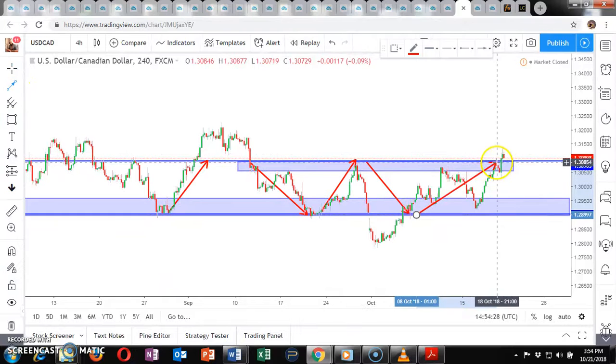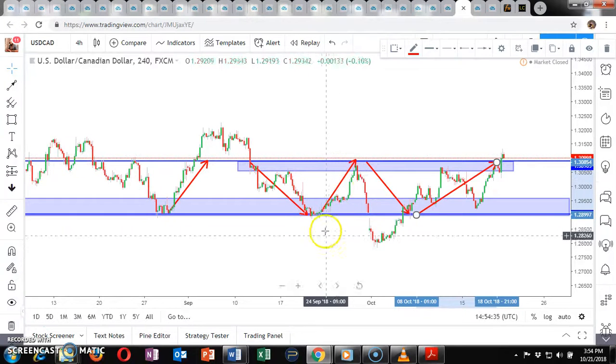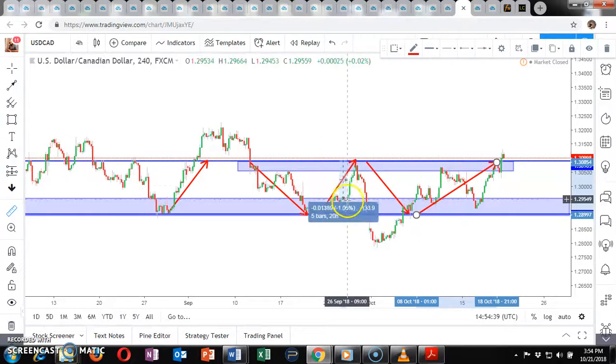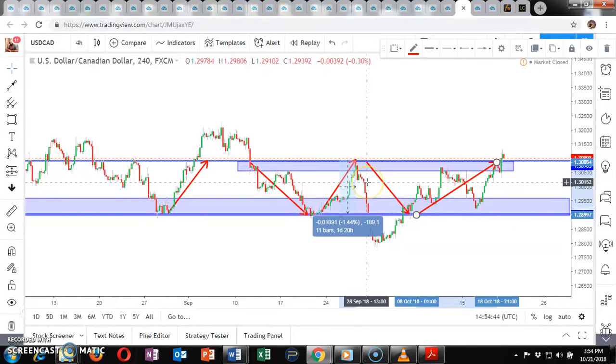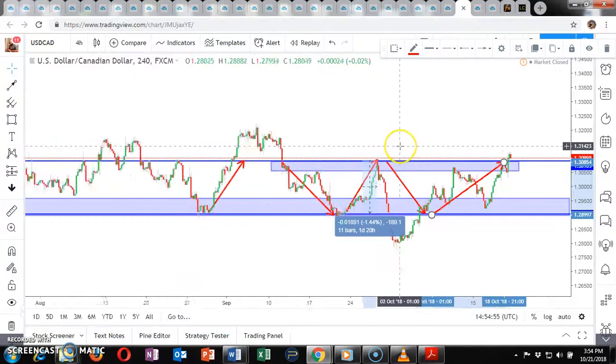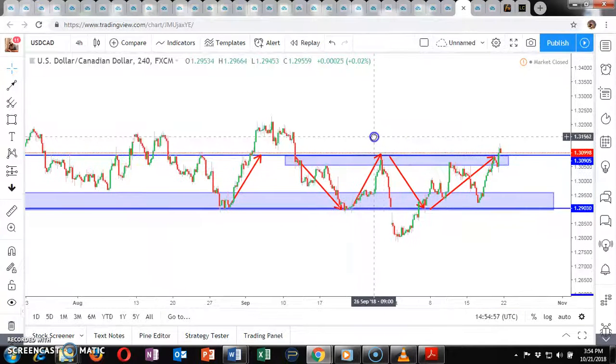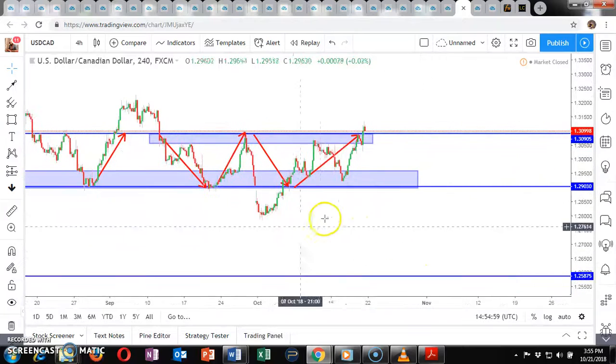From here to here, just by going up and down between the support, which is this line down here, and the resistance, which is this line up here. Now, if you check the distance between these two lines, you find this is 189 pips. Imagine making 189 pips every other day of the week just by reading this price action. So this is the beauty of knowing how to identify trends, support and resistance, impulse and corrections.